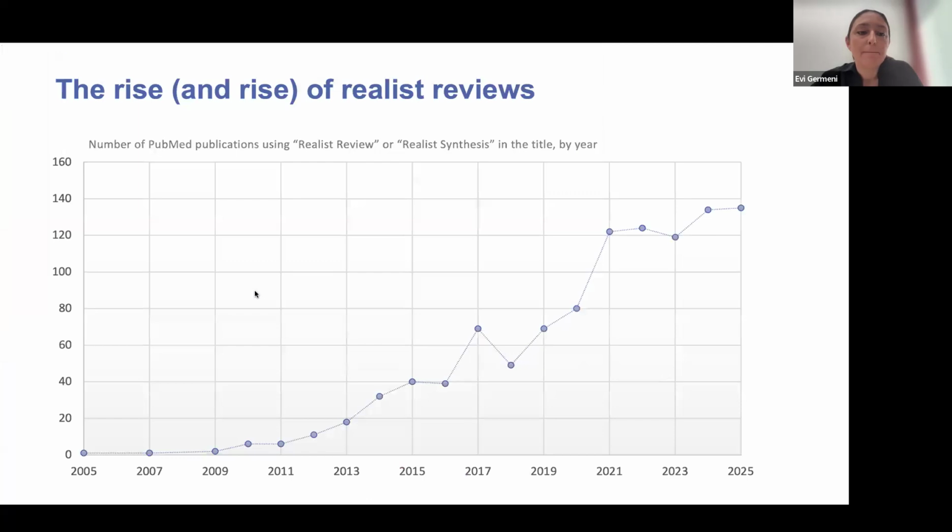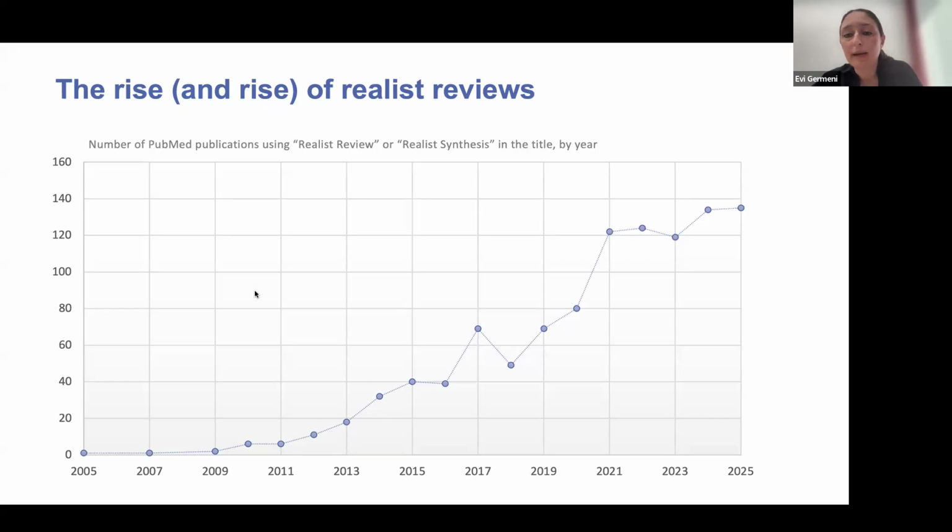So, realist syntheses have become very popular lately. In the diagram, you can see that the number of PubMed publications using realist review or realist synthesis in the title was almost 140 last year, compared to nearly 40 10 years ago.